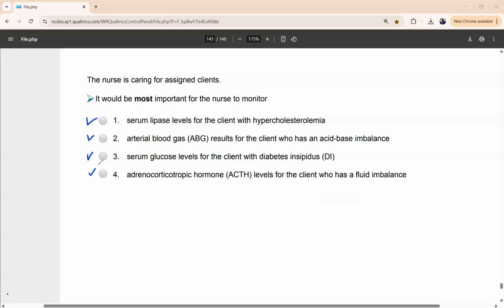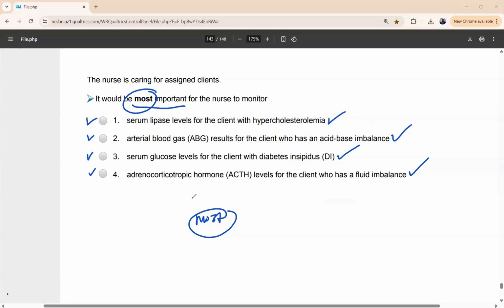Now the question is not putting a particular keyword. They said most important. This keyword is trying to tell you this is important to monitor, this is important to monitor, this is important to monitor. But the bold part states most, which means there's only one that is most important right now out of the 4 clients we have. Most important will be related to the patient condition. One patient has high cholesterol, another has acid-base imbalance, another has diabetes, another has fluid imbalance. Who are you going to prioritize? It's based on who will likely die first.